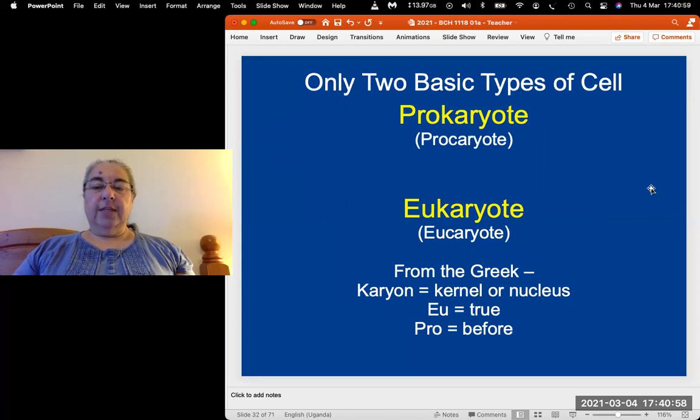So these words come from the Greek words meaning karyon, which means a kernel or a nucleus, and the prefix is eu, which means true, or pro, which means before. So these two different types of cells were named thinking they represented before nuclei and true nuclei.